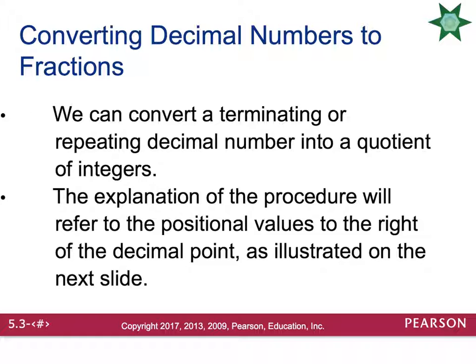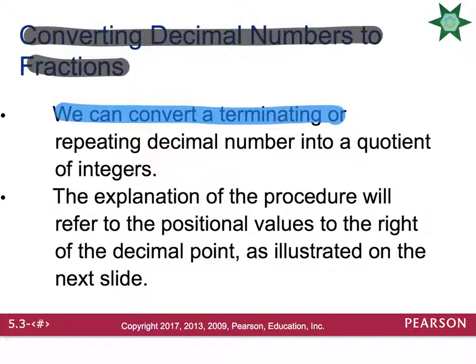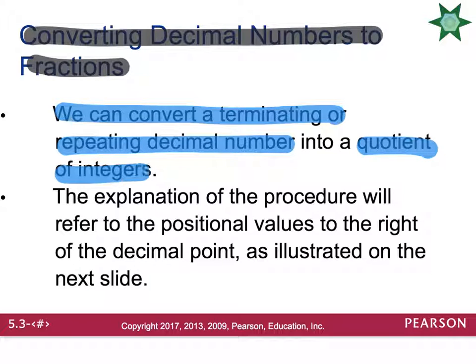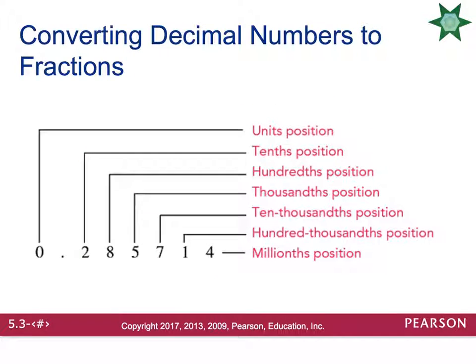Okay, let's talk about converting decimal numbers to fractions. We can convert terminating or repeating decimal numbers into a quotient of integers, or a rational number. So we're going to refer to the positional values to the right of the decimal point when we talk about how we do this. So place value is important.